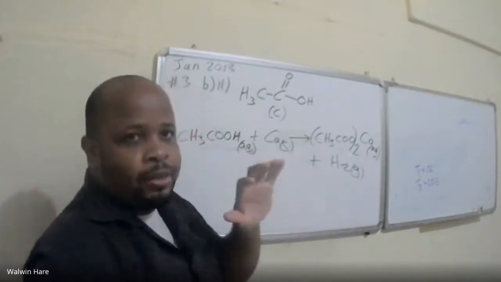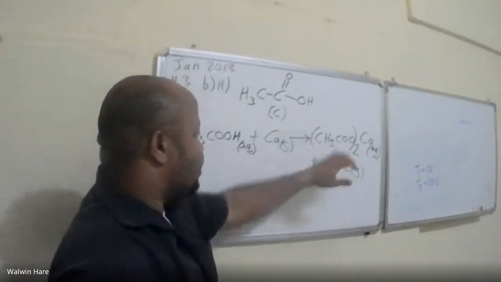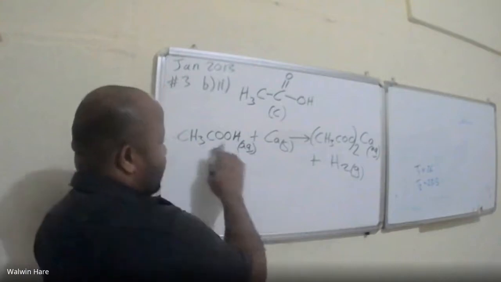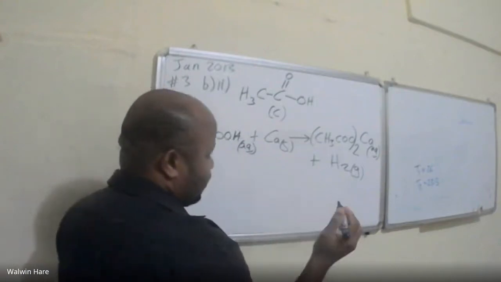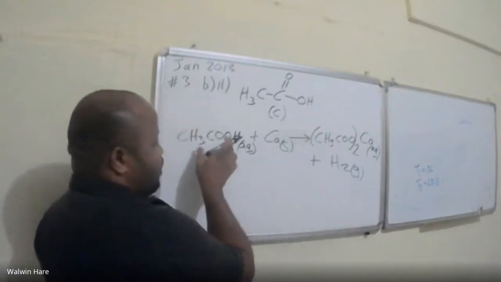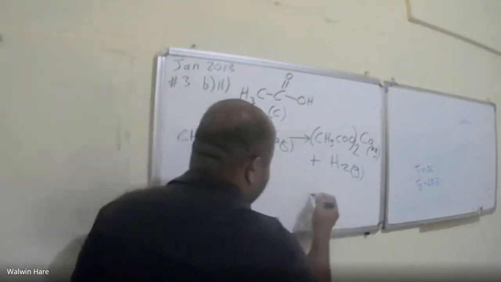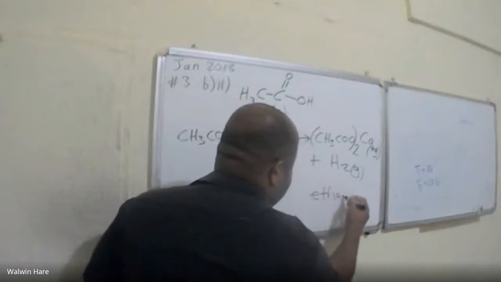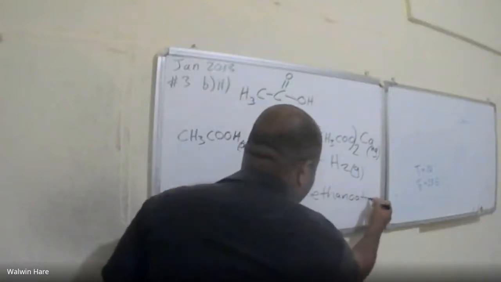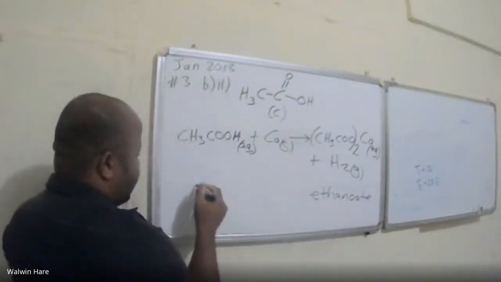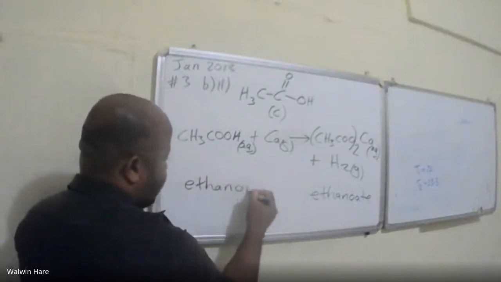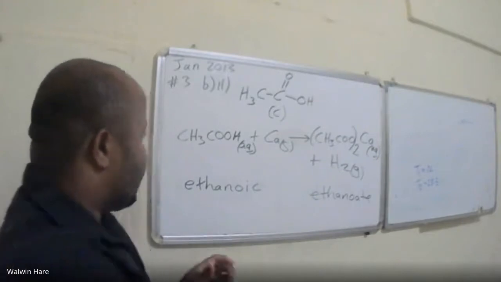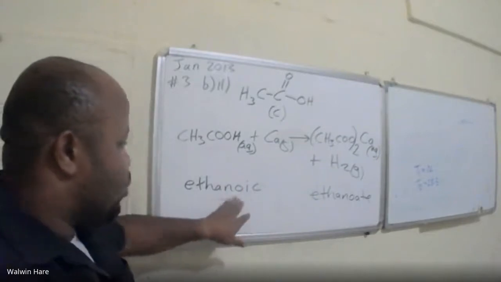For the salts formed from carboxylic acid, the name of this salt: so if it's ethanoic acid, it's going to be ethanoate. So the acid ends in anoic. So ethanoic. So when it's the acid, it ends in anoic.